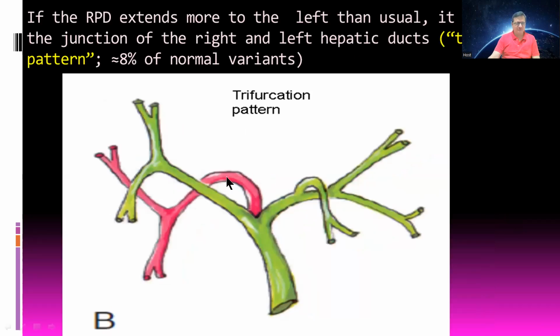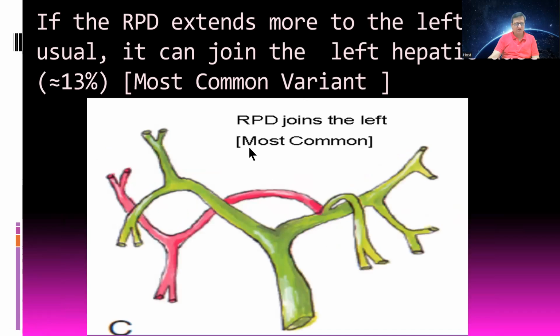Sometimes it may join at the junction of the right and left hepatic ducts. This is known as the trifurcation pattern, seen in 8% of cases as a normal variation. The most common variant is that the RPD extends more to the left than usual and joins the left hepatic duct. This is the most common variant, at 13%.